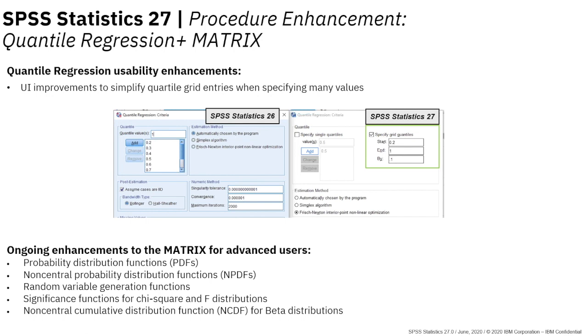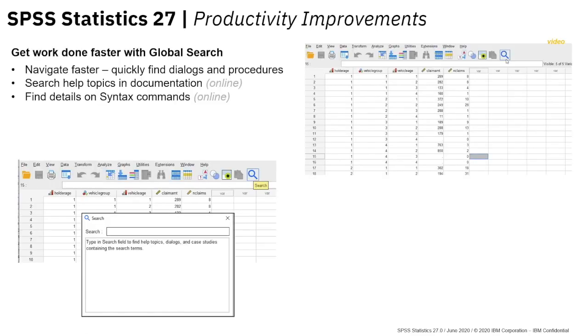And then looking at more procedure enhancements, quantile regression and matrix were added in there as well. So you can see in 26, we had some features that you could go and look at, and in 27, we've changed that a little to make it simpler to use and to understand what's happening with the data a little more. It gives you a little more flexibility as to how you want to run it.